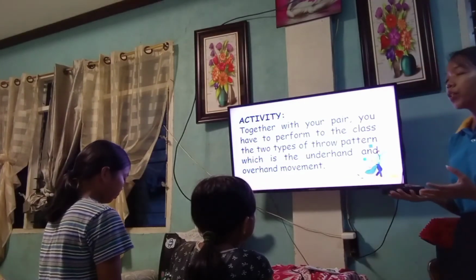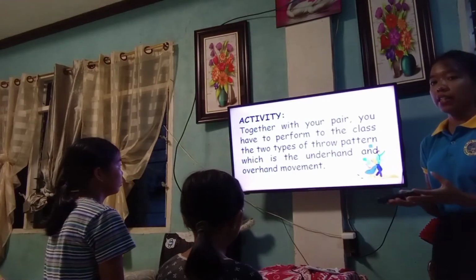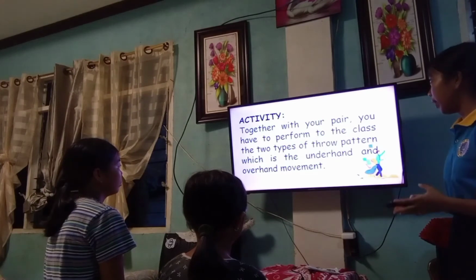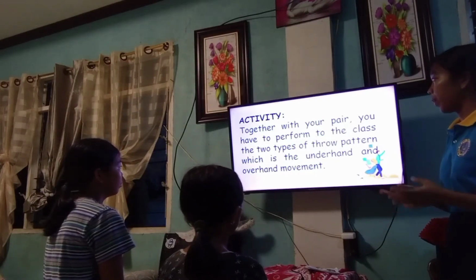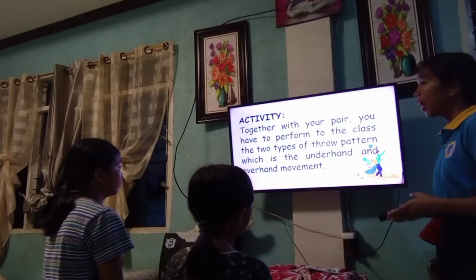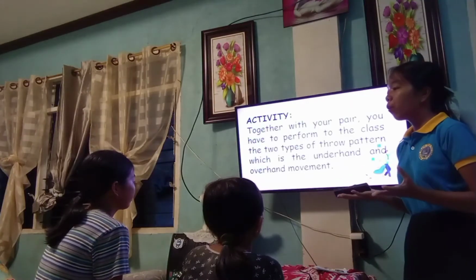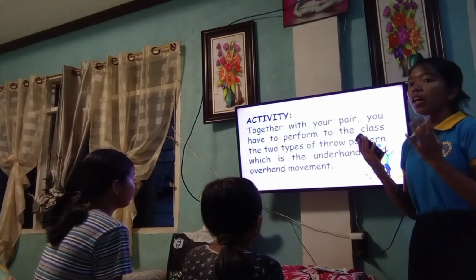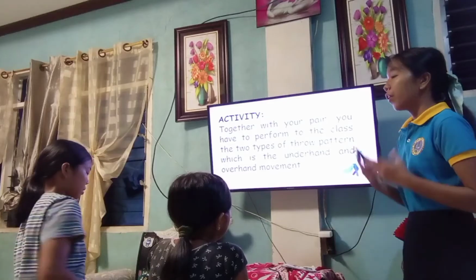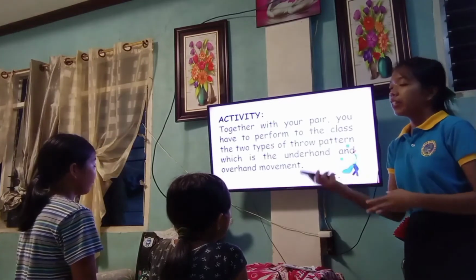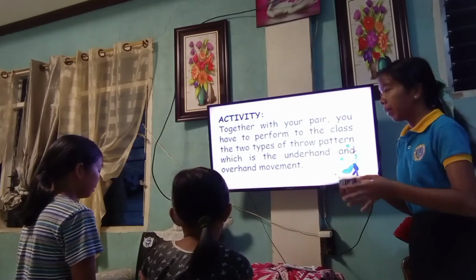Okay, we will have an activity. Now, I want you to look for a pair. Together with your pair, you have to perform to the class the two types of throw pattern, which is the underhand and overhand movement. I will be the one to provide the materials that we will be using during the performance. Okay, we have the first pair. Zaya and Maya Daisy, you did a great job in your performance.